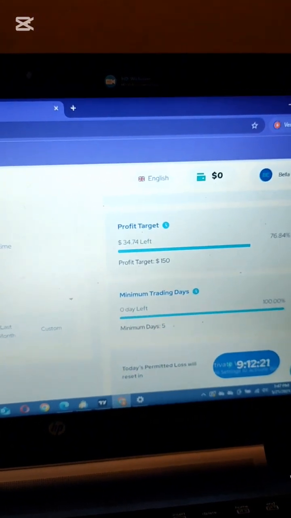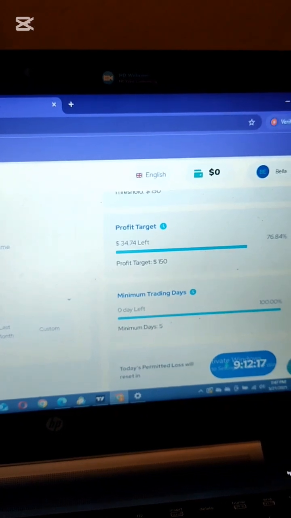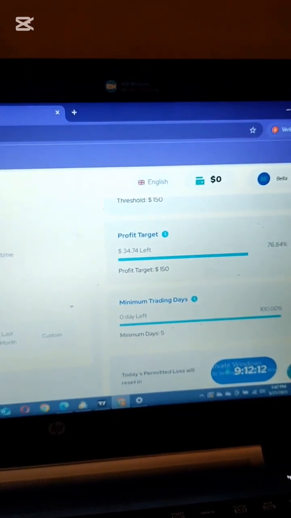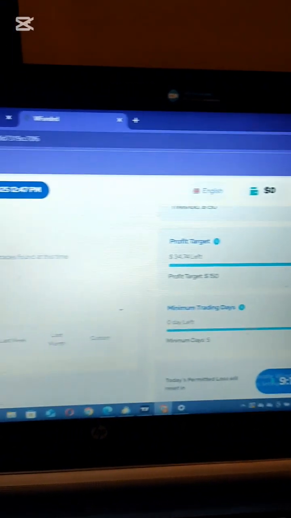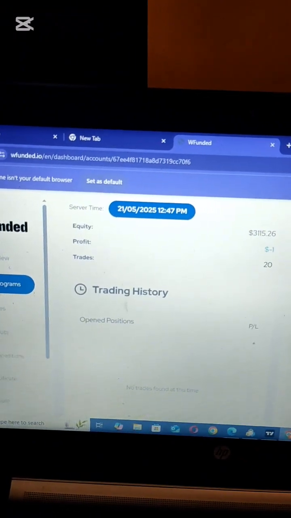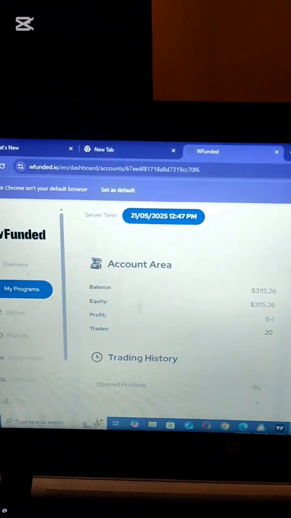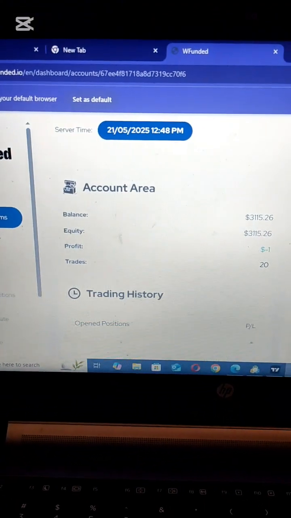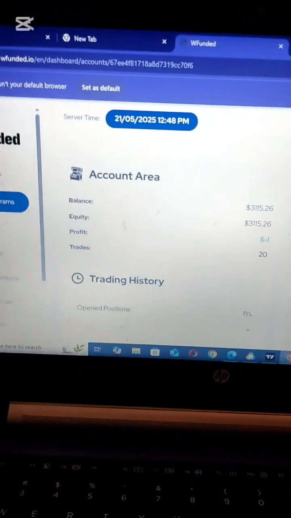So my profit target is at 76% there. So remaining $34 to get to my profit target. So yeah, I'm happy. I just hope that I'm able to pass this challenge, pass this phase one, and then target phase two and work on it. So yeah, that's it.